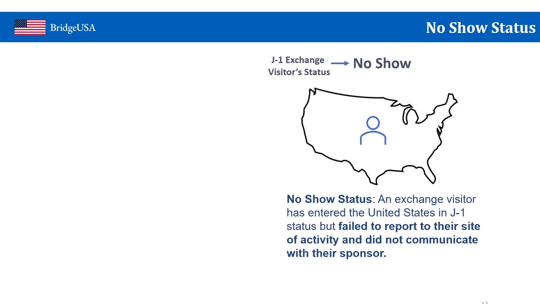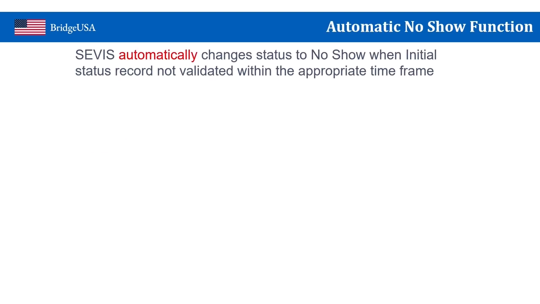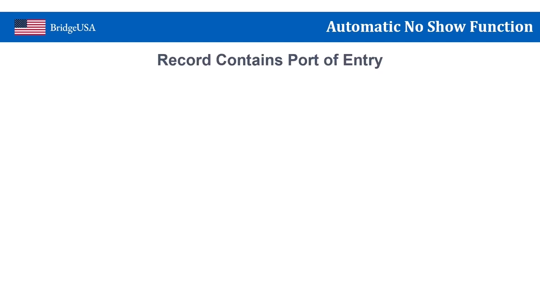As with the Cancel EV function, a sponsor official may manually change an exchange visitor's status to no-show, or they may wait for the system to automatically update the status to no-show. SEVIS will automatically change initial status EV records to no-show when the EV has not been validated within an appropriate time frame based on entry date or benefit start date. We will look at the entry date scenarios first.